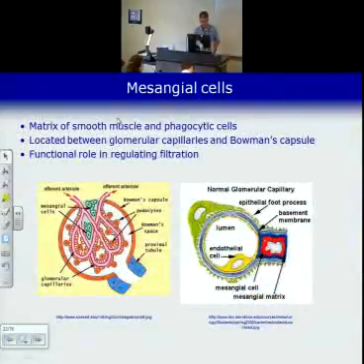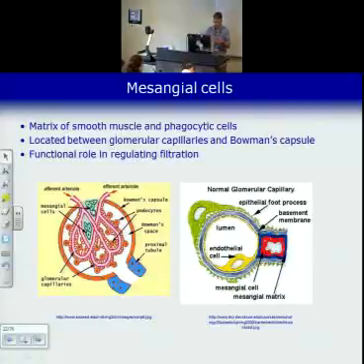The mesangial cells, I already chatted about these guys. Just to reinforce, they're located within this Bowman's capsule network. You have Bowman's capsule and the opening or entrance to this nephron. You have the tubing of the blood vessel, but between them you also have the mesangial cells.